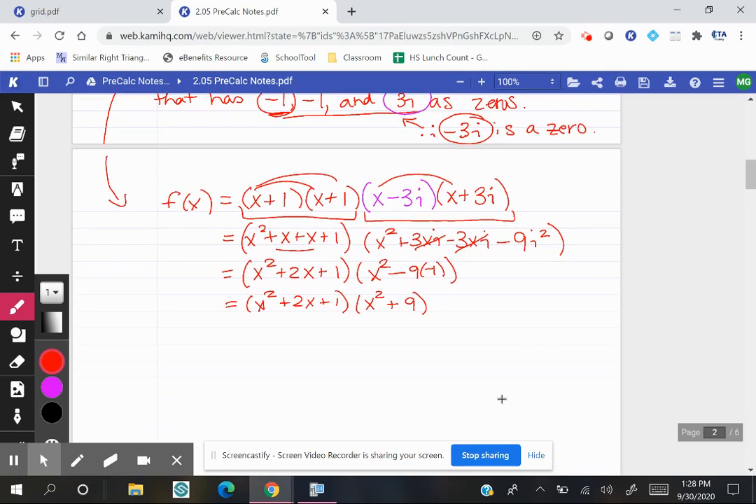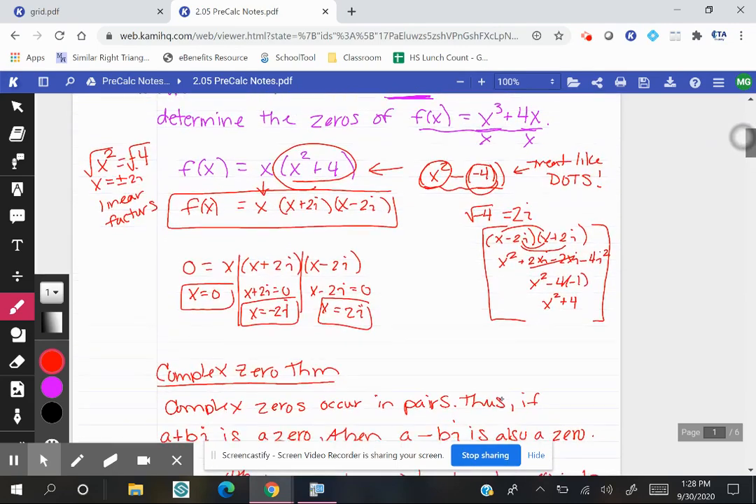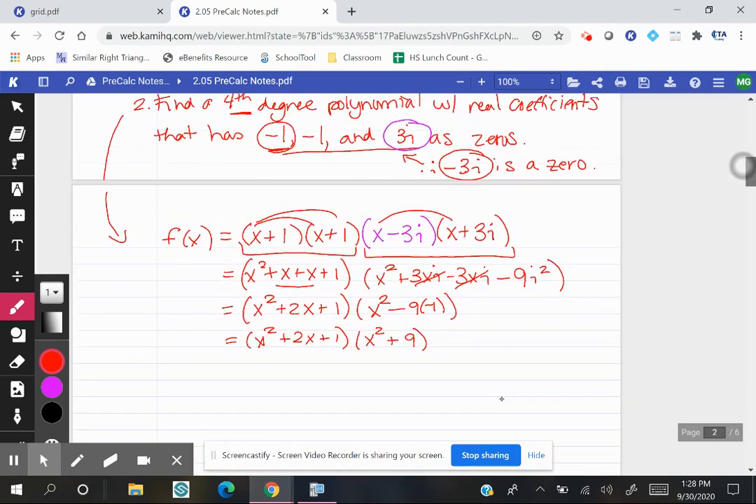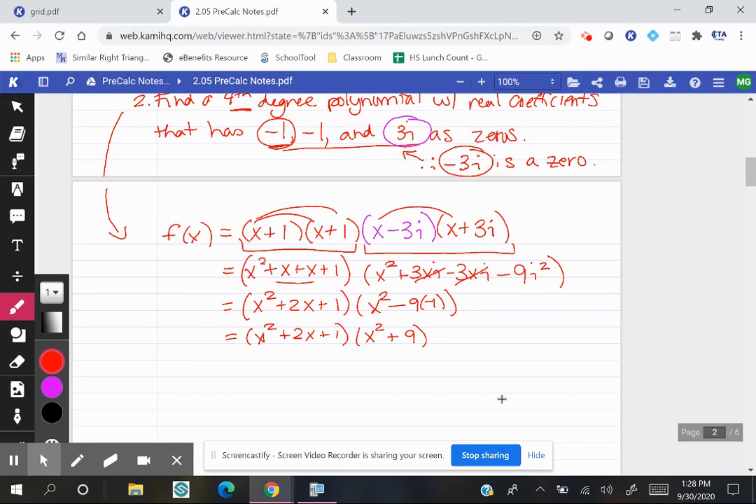So again, as you're doing these, think about, oh, that number 1 we did when we had x squared plus 4, we factored x plus 2i, x minus 2i. Now I have x squared plus 9. That came from x minus 3i, x plus 3i. All right, and now we're going to distribute between these two sets of parentheses. So x squared times x squared is x to the 4th plus 9x to the 2nd.